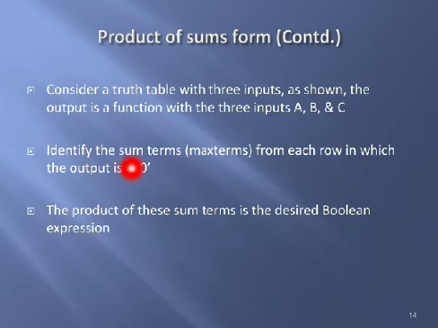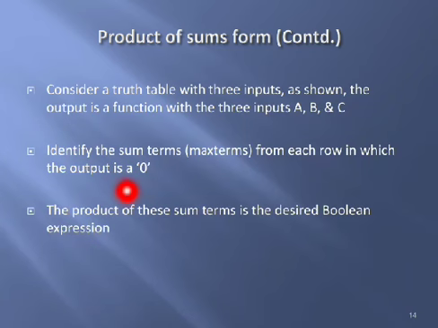So you need to identify the sum terms from each row in which the output is 0. Earlier, for writing the standard sum of products form, you identified the product terms from each row in which the output is 1. Now for writing product of sums, what do you need to consider? You need to consider the sum terms or max terms from each row for which the output is 0. That is the difference between SOP form and POS form.